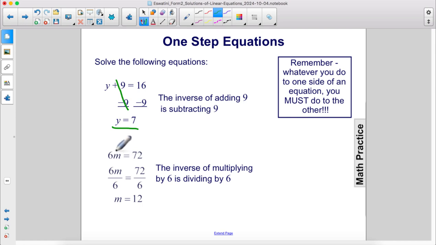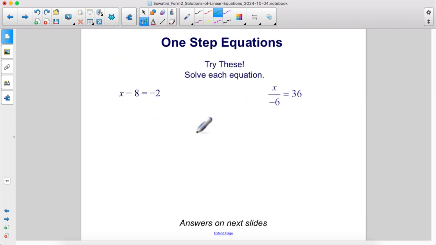Here, 6m equals 72. We want to get m by itself. Right now, it's being multiplied by 6. The inverse of multiplying by 6 is dividing by 6. So divide both sides by 6. The 6's cancel out on the left side. 72 divided by 6 is 12. Therefore, m equals 12.